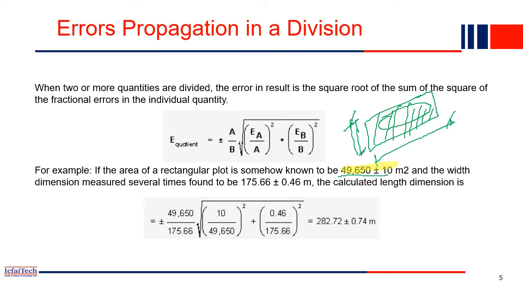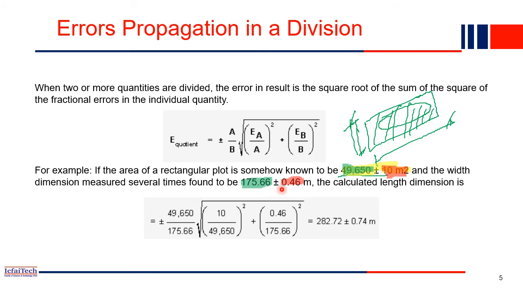In this, this part is the original digit and this portion is called the error part, right? So the error part is this portion, whereas the first portion is actually the significant number. Now the width is also given to us. This is the significant number, 175.6, which you have already measured, and you have the error part also. The error part is 0.46 meter. So now the calculated length, you have to find it out.